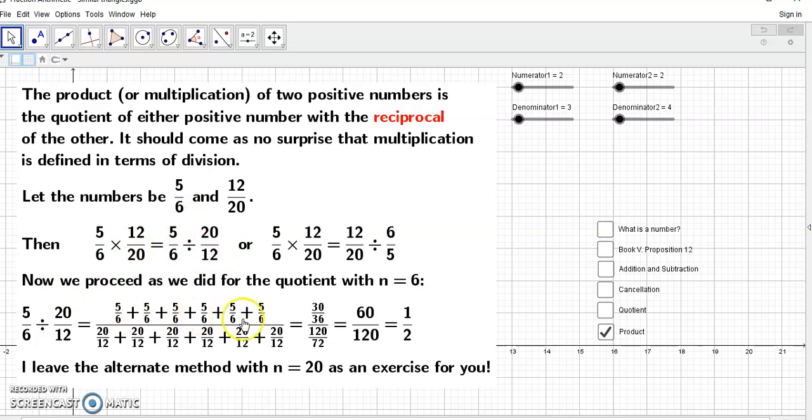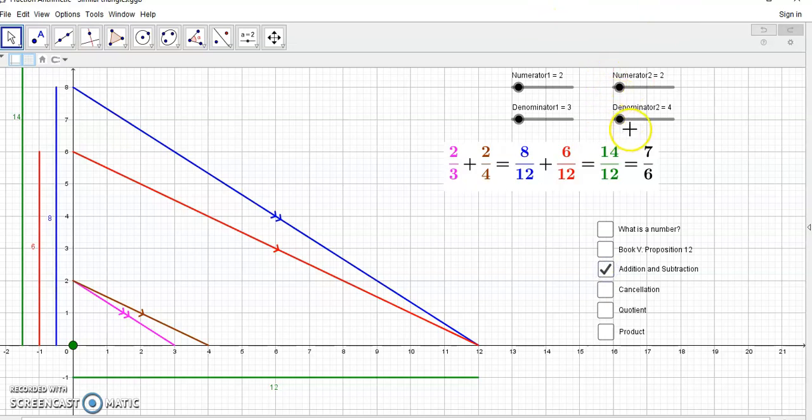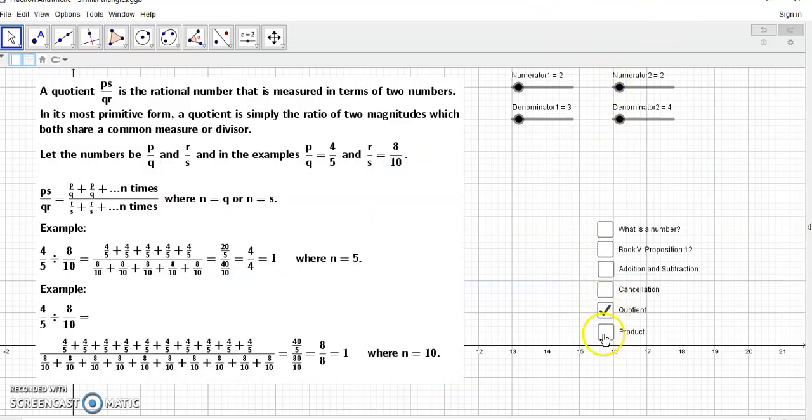And again, we proceed as we did in the previous slide with a quotient with n equals 6, and we see that this product here results in a half. And I'll leave the alternate method with n equals 20 as an exercise for you. So now, don't worry, I will give you a link to this applet, and you can play with it, and you can come back here and see how the addition and subtraction works.